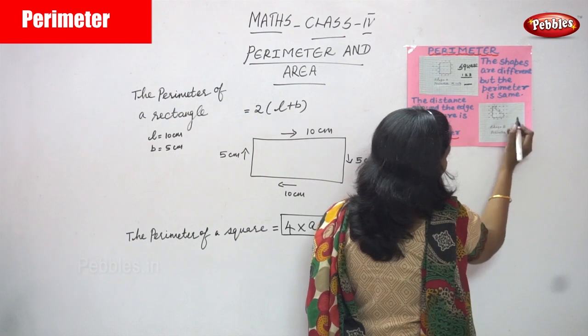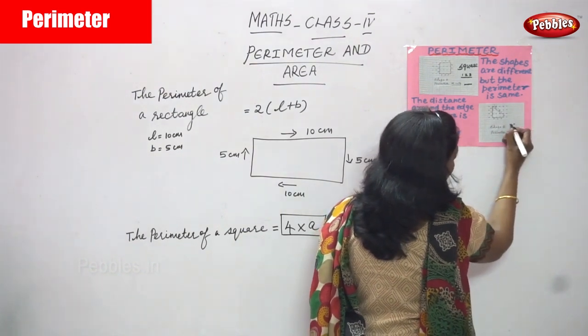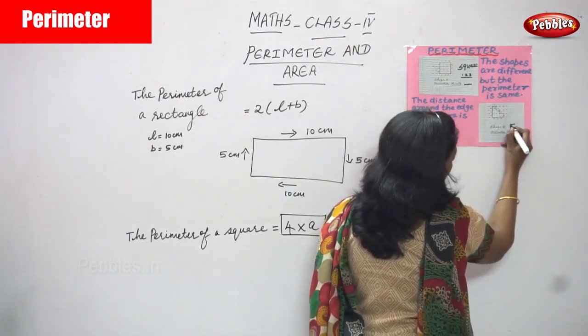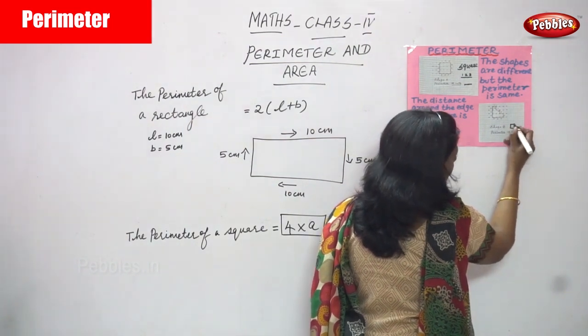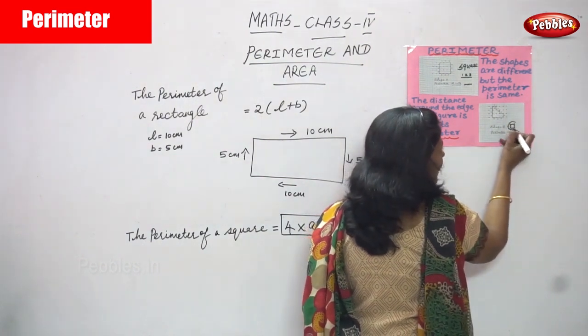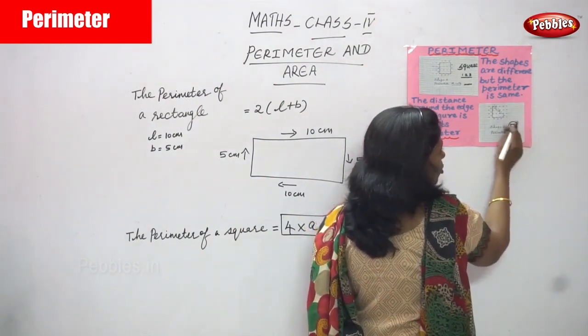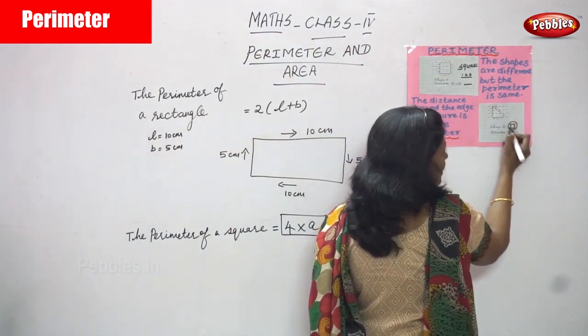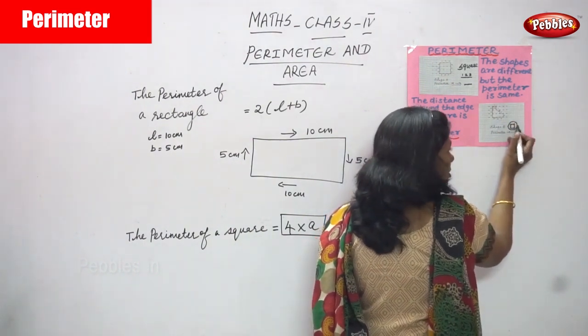So I have written it inside. That means this point to this point is 1, and this point to this point is 2. And this point to this point is 3. This point is 4. So totally this is the complete surrounding. This is the surrounding, the outer surface of the figure.